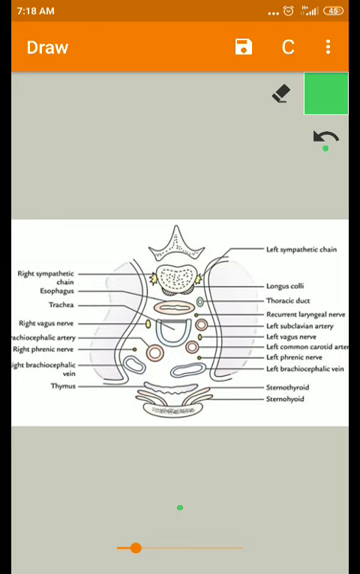So this is about the contents of the superior mediastinum. In the next video we are going to see some notable features of the superior mediastinum. Thank you.